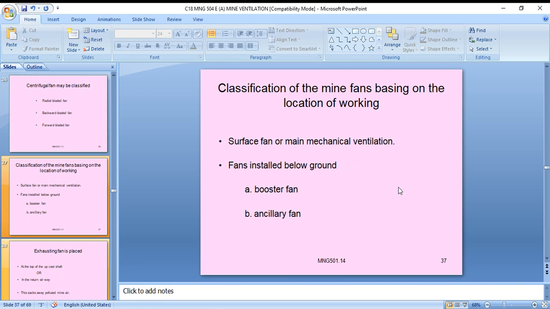Now, classification of the mine fans basing on the location of working. Surface fans are the main mechanical ventilation, which is the dominant fan required. Fans installed below ground are the booster fans and auxiliary fans. So in most of the headings where more quantity or more pressure is required to boost the air, a booster fan is required, as well as auxiliary fans.